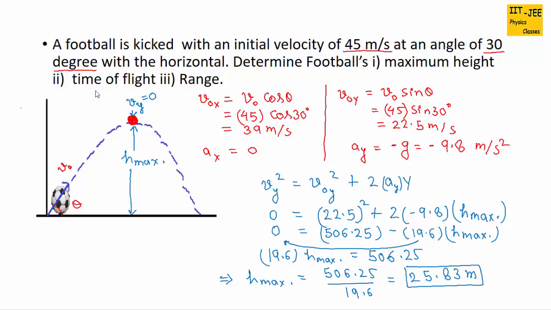The second thing we have to find is time of flight. Time of flight is the total time when the ball remains in the air. Like time from the initial point, this point, all the way up and then all the way down to the final point, this point. So at the initial point the ball is at the ground, so its position is 0, or vertical displacement is 0, and in the same way at the final point its height is 0, so vertical displacement is 0. We are going to use this fact to find the time of flight.